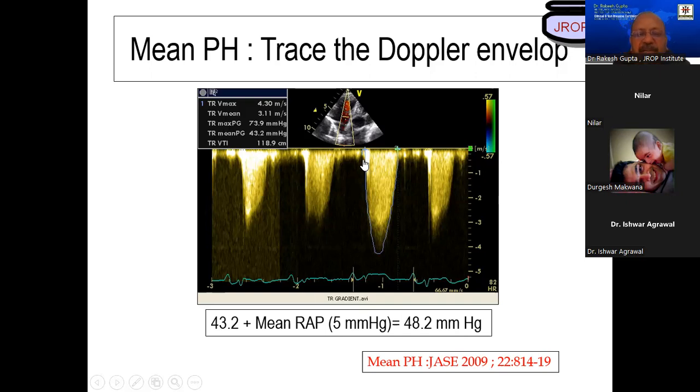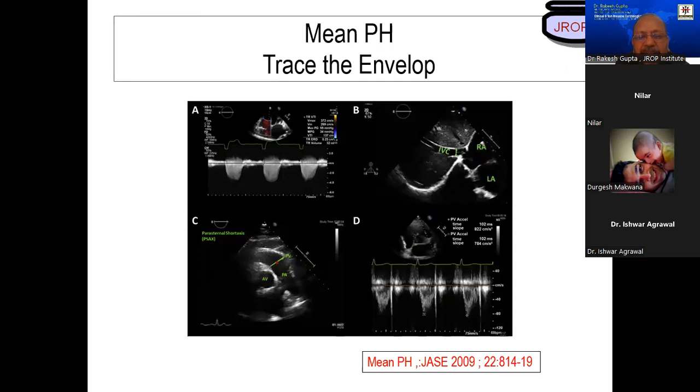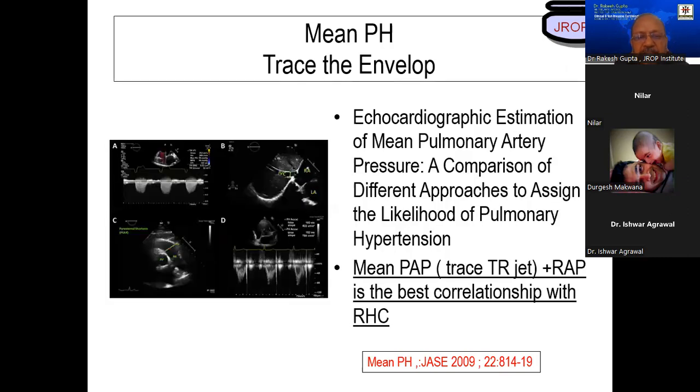So somebody started in 2009, this is a paper of 2009, he said, let's trace it up, that'll give you a mean pulmonary artery pressure, and add RV pressure to it, that'll give you mean pulmonary artery pressure. But over a period of time, that was given up because many people found that it is overestimating pulmonary artery pressure in this subset of populations.